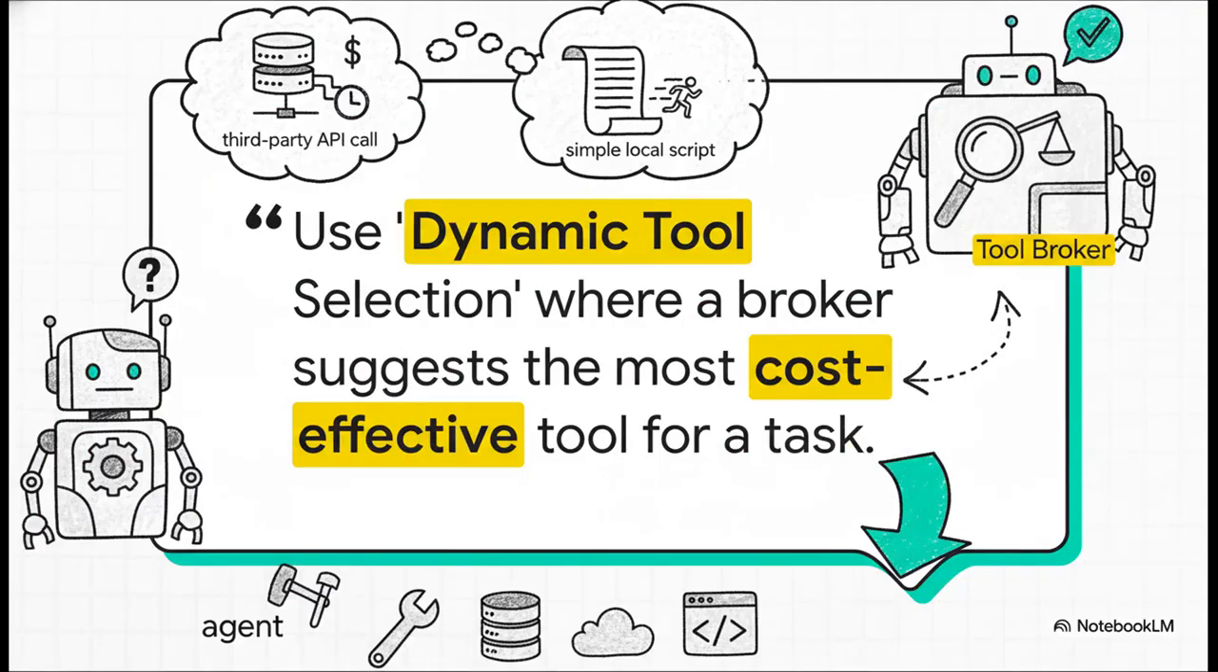Let's look at a pretty cool advanced feature for that tool registry. Instead of an agent just grabbing whatever tool it wants, you can use a tool broker. This broker can analyze a task and suggest the smartest, most cost-effective option, like, hey, maybe run this simple local script instead of making a super expensive call to an external API. This optimizes everything for both performance and cost.